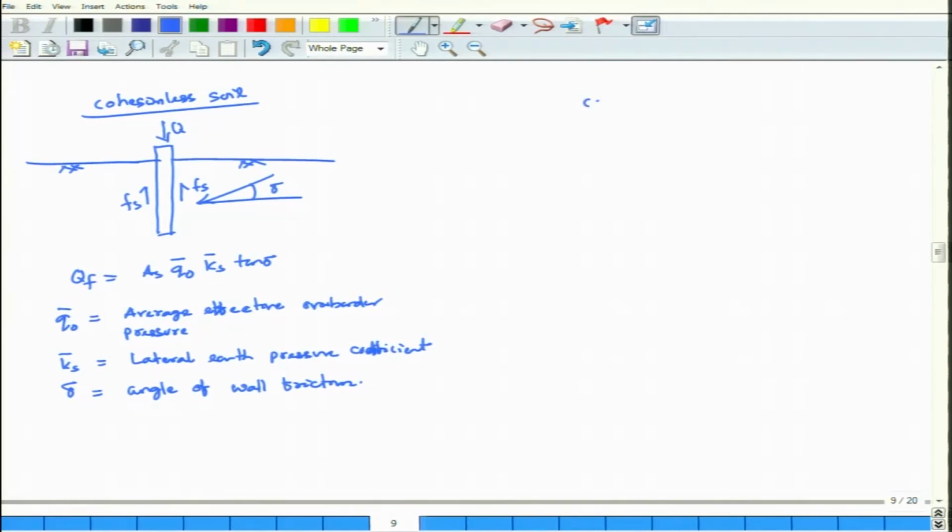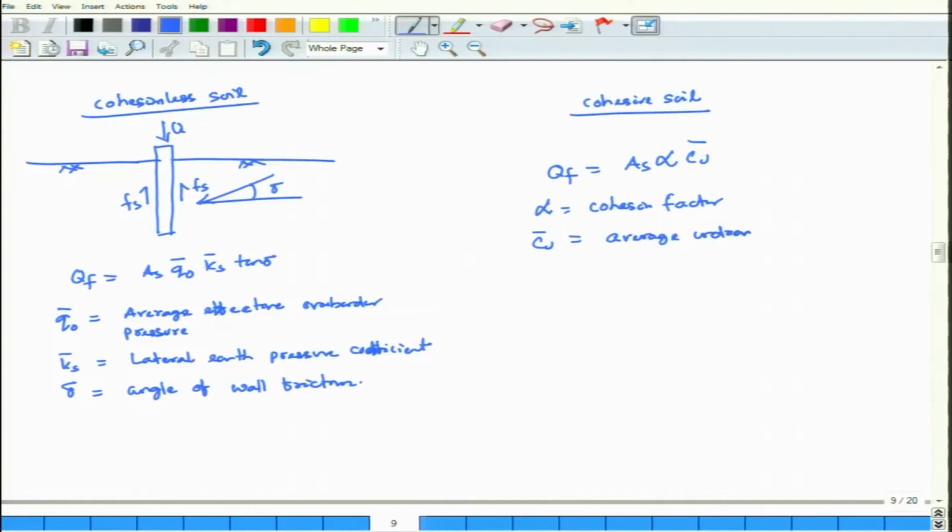Similarly, for cohesive soil, QF is equal to AS alpha Cu bar. Alpha is your cohesion factor, and Cu bar is your average undrained shear strength of clay along the shaft.